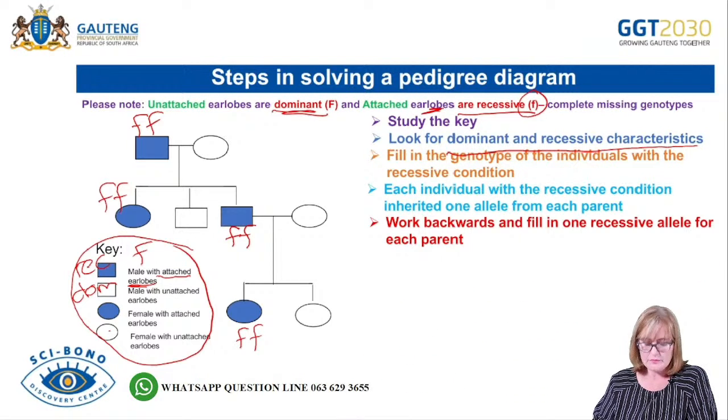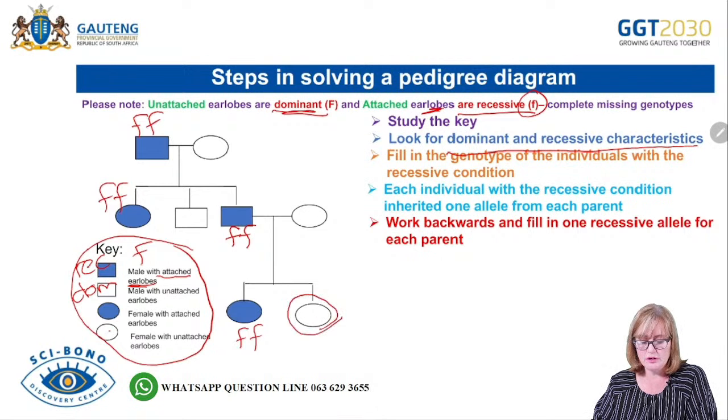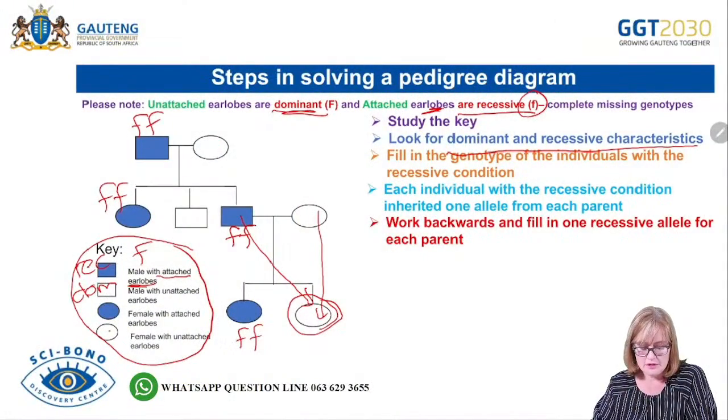So you work backwards and you fill in one recessive allele for each parent. So let's start here at the bottom. All right. So this little girl here, remember it's a girl, she received an allele from the mother and an allele from the father. Now this girl has the dominant trait, right? Because she is unshaded. So it's unattached here. So it's dominant trait. So she obviously got the dominant allele from her mother, which is F there.